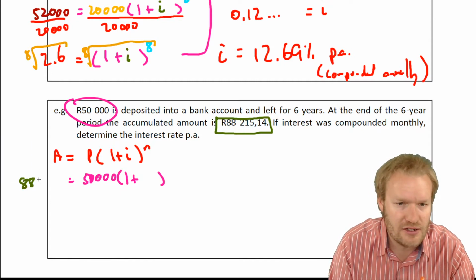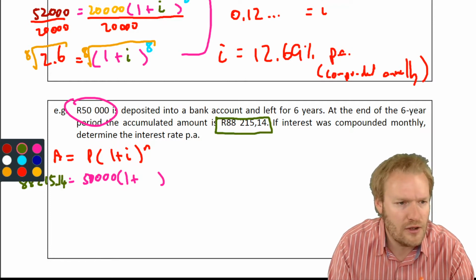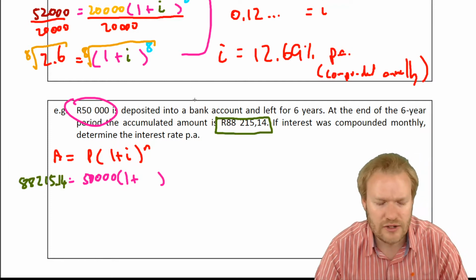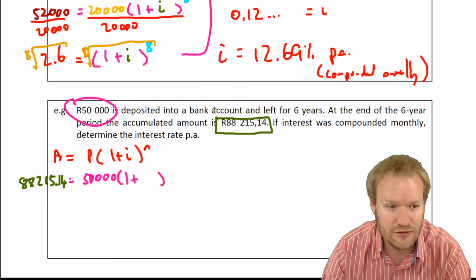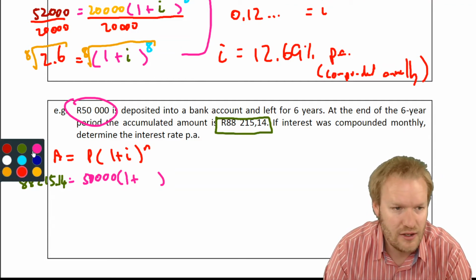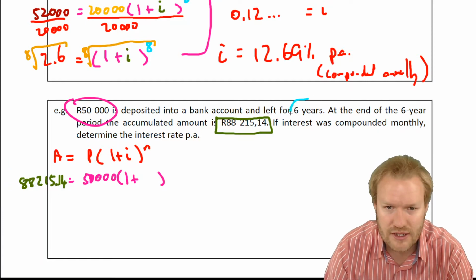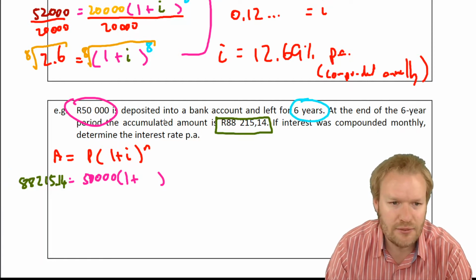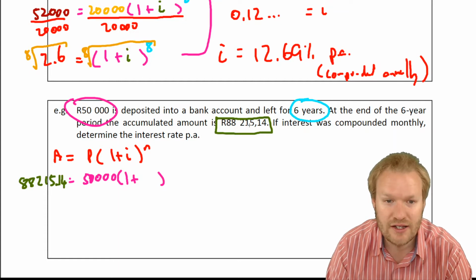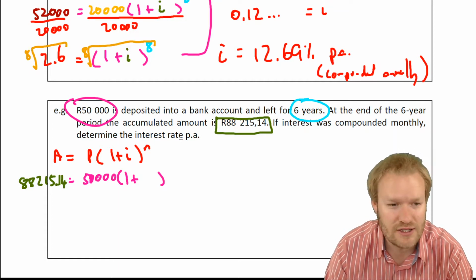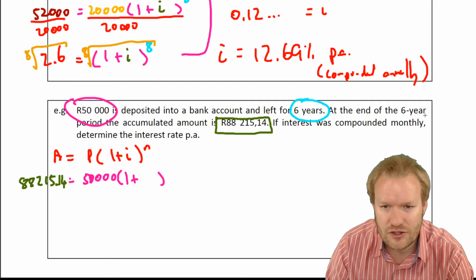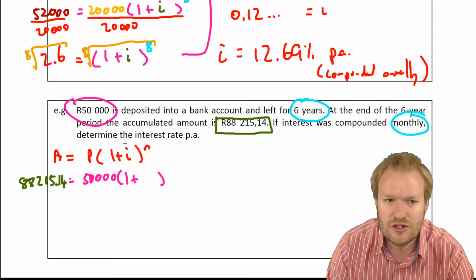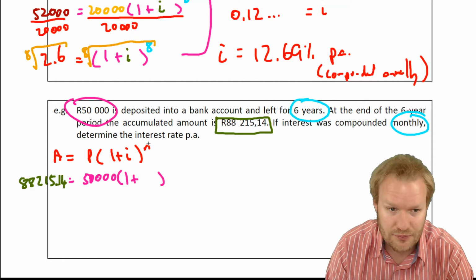88,215.14. Okay, so now let's read a bit more carefully. 50,000 was deposited into a bank account and left for 6 years. At the end of the 6-year period, it accumulated to the amount of 88,215 Rand and 14 cents. So that's what we've got so far. If interest was compounded monthly, determine the interest rate per annum.